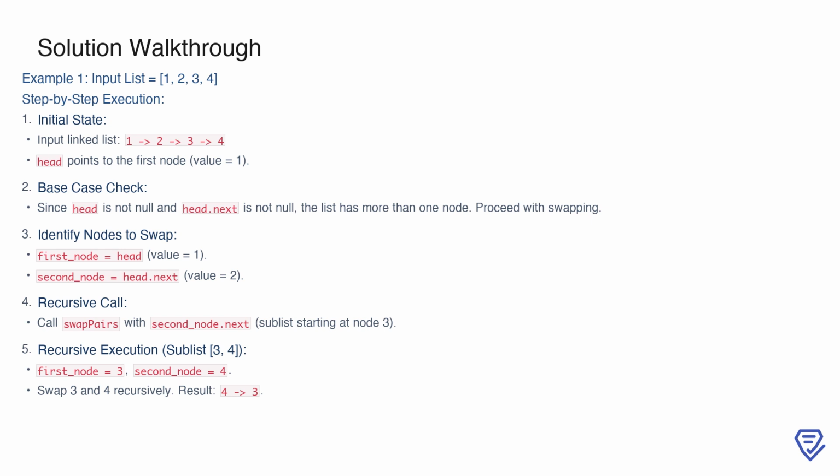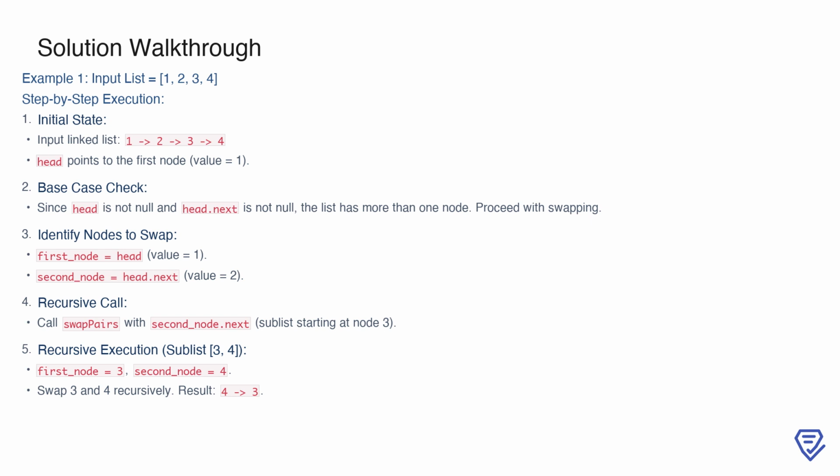Next, we identify the two nodes to be swapped. The first_node is the node that head points to, which is 1, and the second_node is the node that follows it, which is 2. Now, we make a recursive call to the function swap pairs, using the sublist starting at second_node.next, which is the node with value 3. This will allow us to handle the swapping for the rest of the list first.